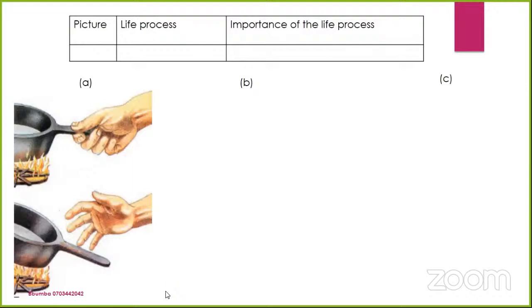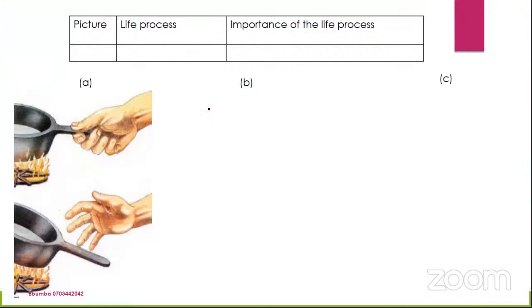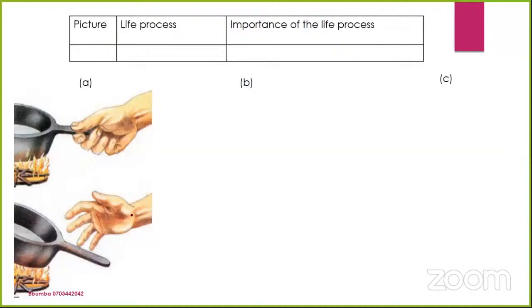Another picture A. Let me choose someone else here. Jotham. Yes, Jotham. Yes, sir. Which life process are you able to see in picture A? It's sensitivity. Okay, why?